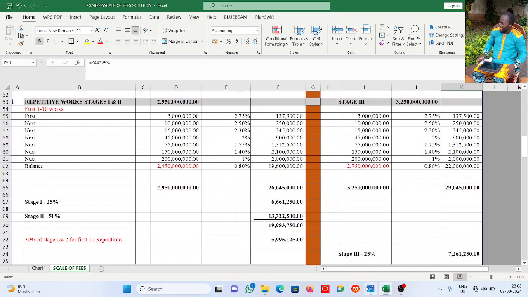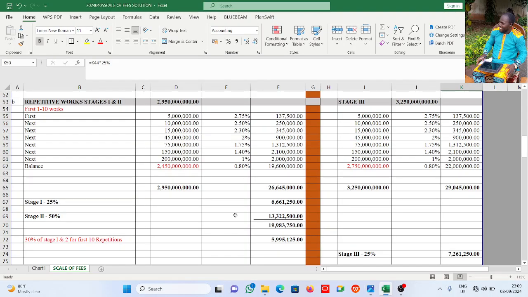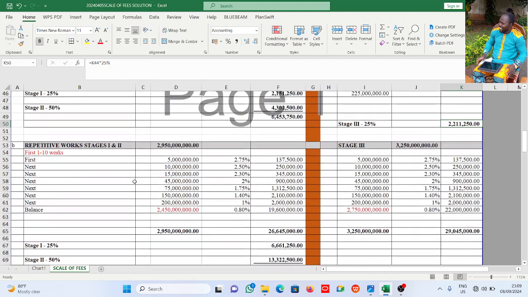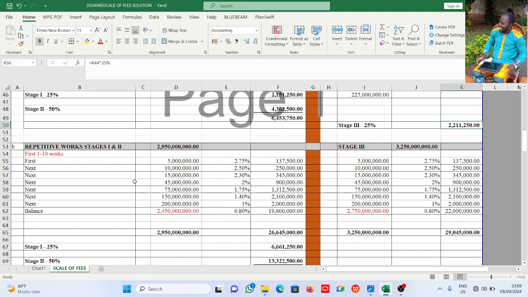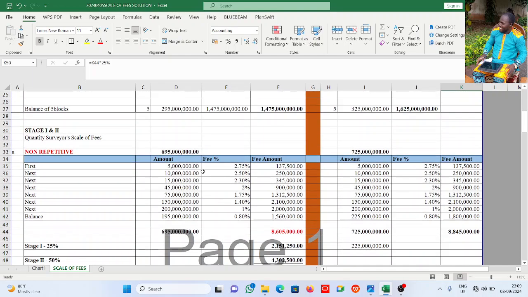Now when we go to repetitive, not much changes apart from the fee. The instruction says for 1 to 10 repetitions it is now 30%, and you will see how it is applied. 11 to 20, it is 20% in that particular order. Now let us see how it works here. Now we are up to the repetitive stages. For stage 1 and 2, we have already done the calculation on which we'll be basing our percentages. See it here.